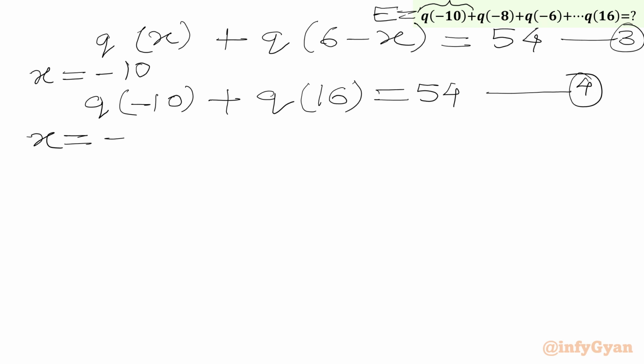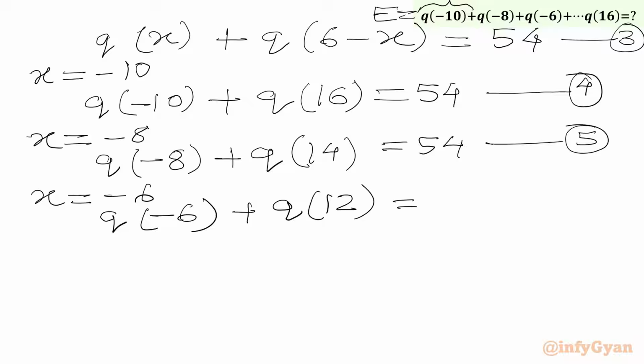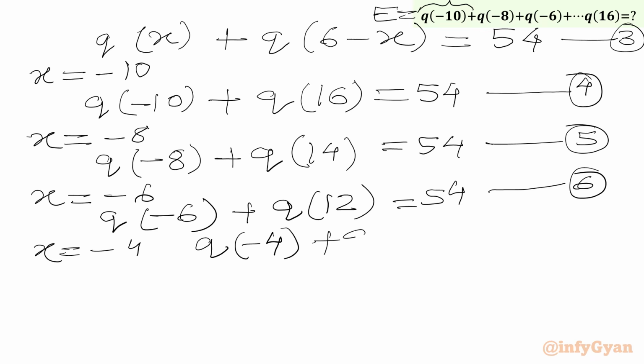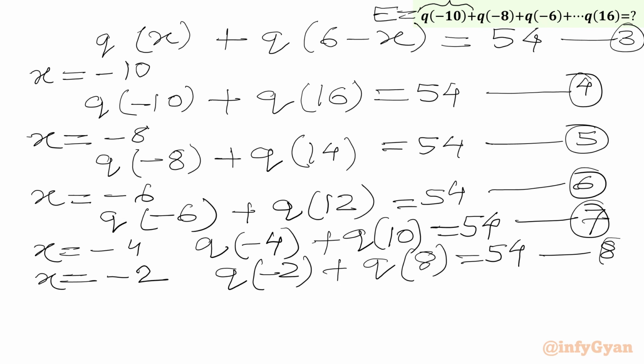Now we will plug in x equal to minus 8. So we will get q of minus 8 plus q of 14 equal to 54. Equation number 5. Now we have to plug in x equal to minus 6. So we will get q of minus 6 plus q of 12 equal to 54. This is our equation number 6. We have to plug in x equal to minus 4. We will get q of minus 4 plus q of 10 equal to 54. Equation number 7. Now we will plug in x equal to minus 2. We are going to get q of minus 2 plus q of 8 equal to 54. We'll say this is equation number 8.